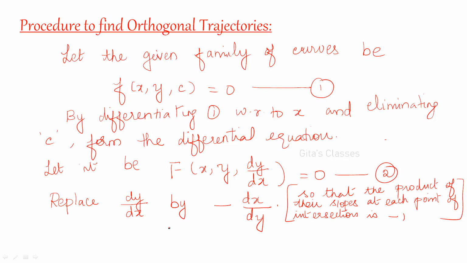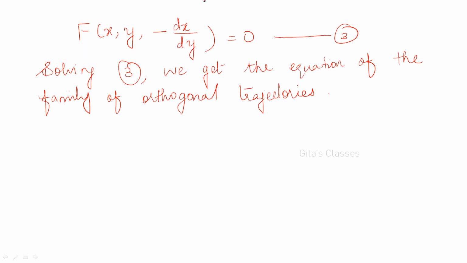If you have slopes m1 and m2, you would have studied that two lines are said to be orthogonal if the product of their slopes is minus 1. Using that concept only we are doing this here, so that the product of their slopes at each point of intersection is minus 1. And then what will you get? F of dy by dx is replaced by minus dx by dy. This is the differential equation of the orthogonal trajectory. If you solve this equation, you will get the family of orthogonal trajectories.